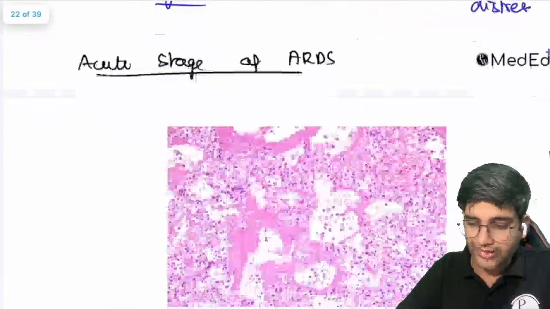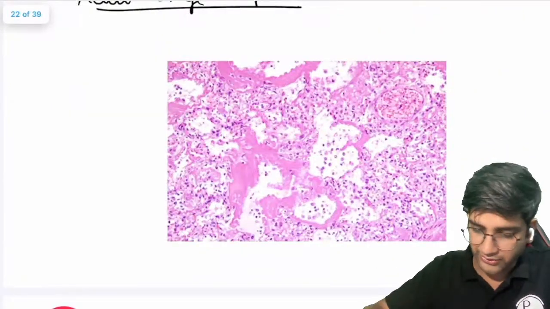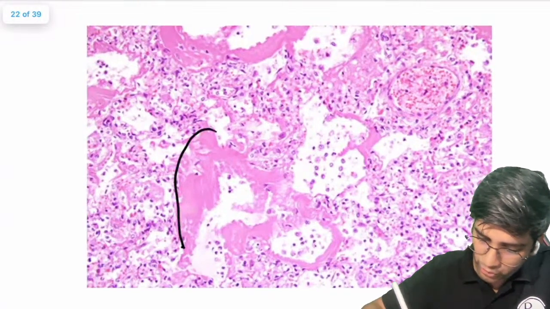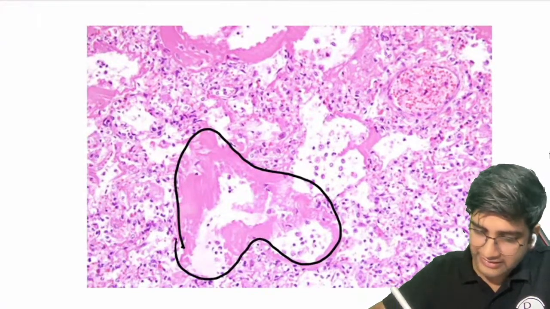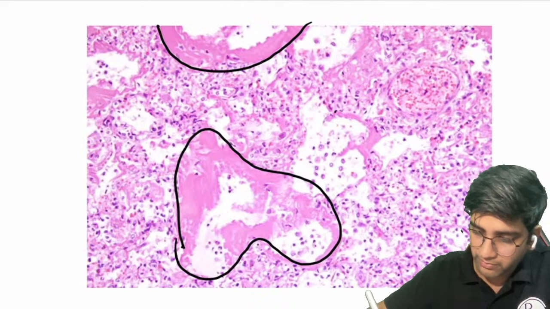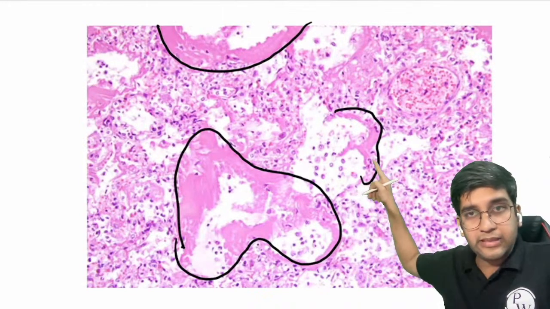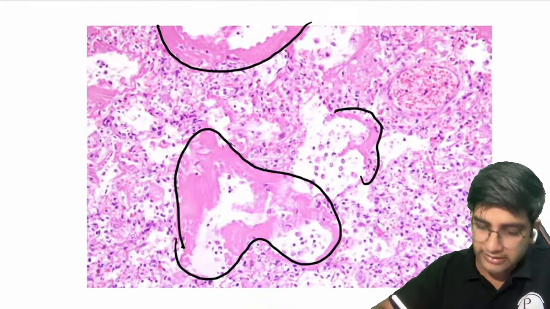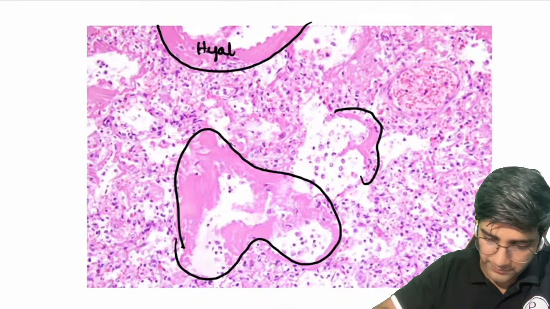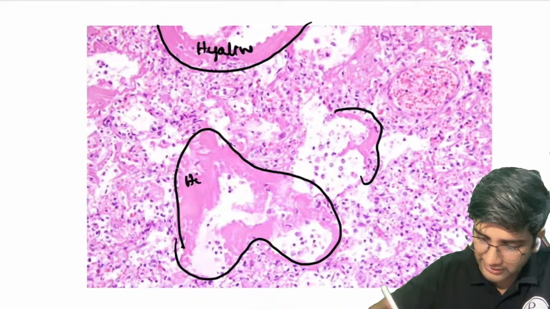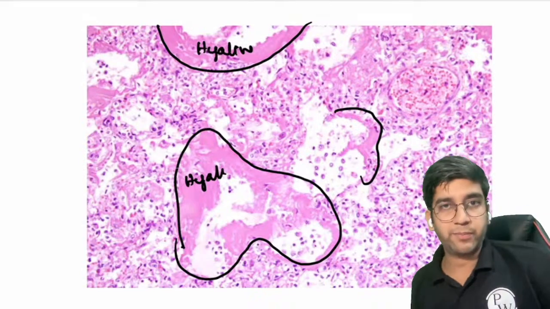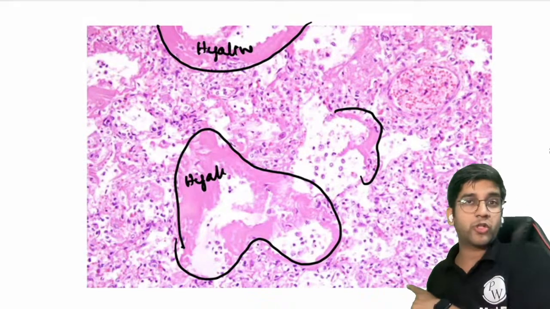Let's see how it looks in the hyaline membrane. Again, I'm drawing the outline of alveoli. Can I say that the alveoli wall is lined by a pink membrane? Though not completely, a pink membrane on the top, right? That's your hyaline membrane. That's what we see in the acute stage of ARDS. Now it will be followed by healing.